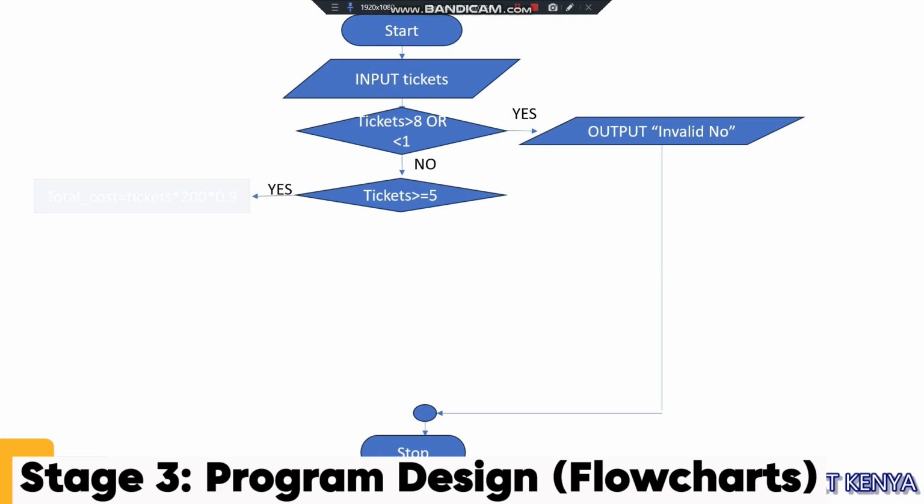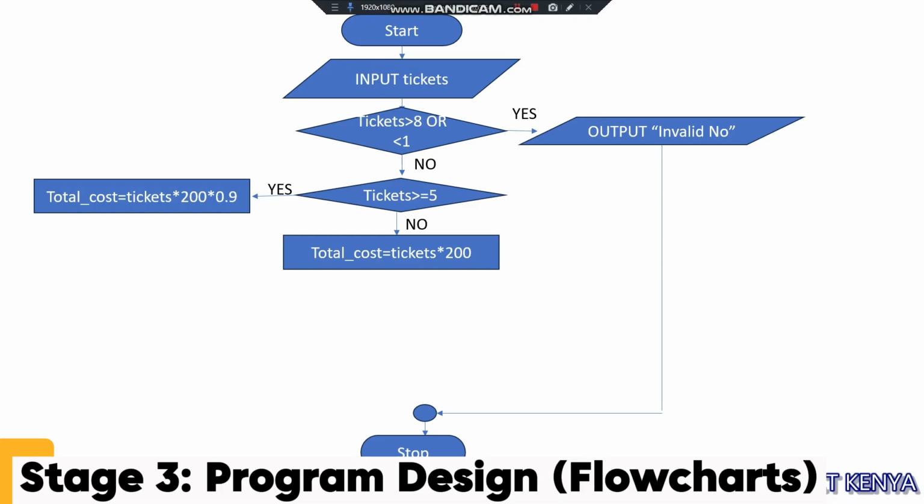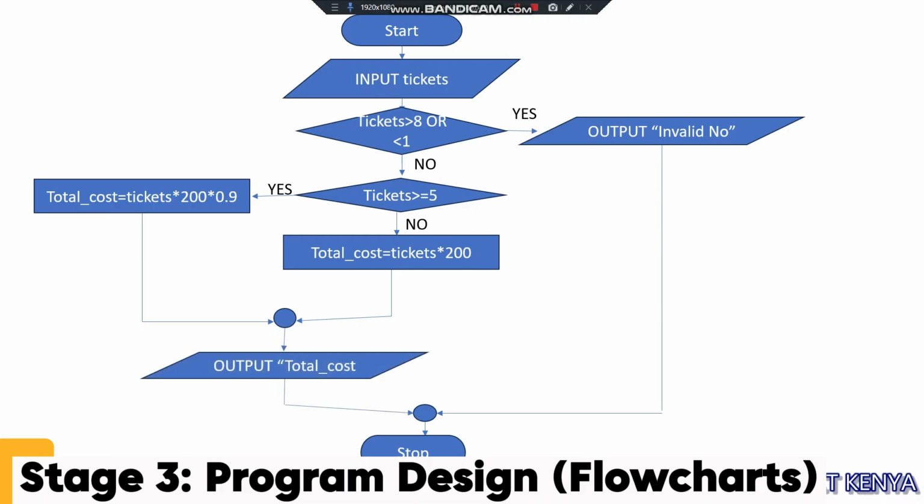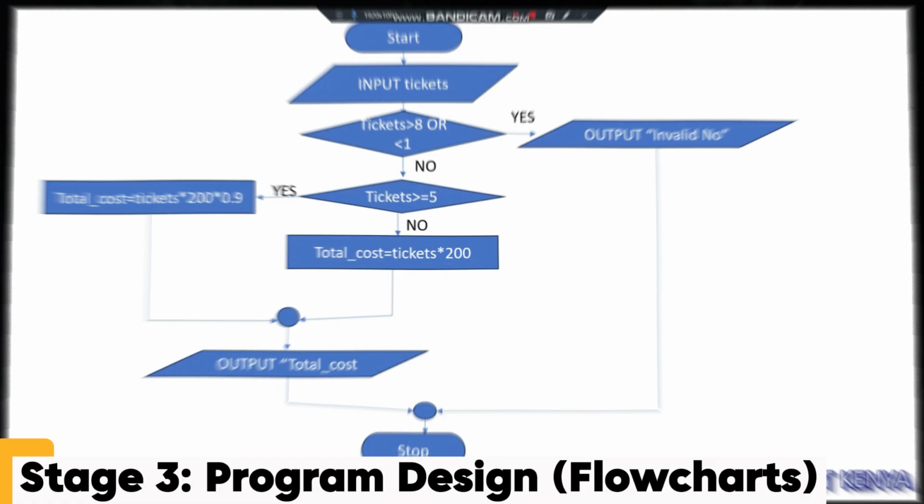If yes, calculate the total cost minus discount, that is 90% of the total cost. If no, there is no discount at all, just total cost. Then from there now we can combine everything together and display the total cost. And then from there the program stops. It is as simple as that.